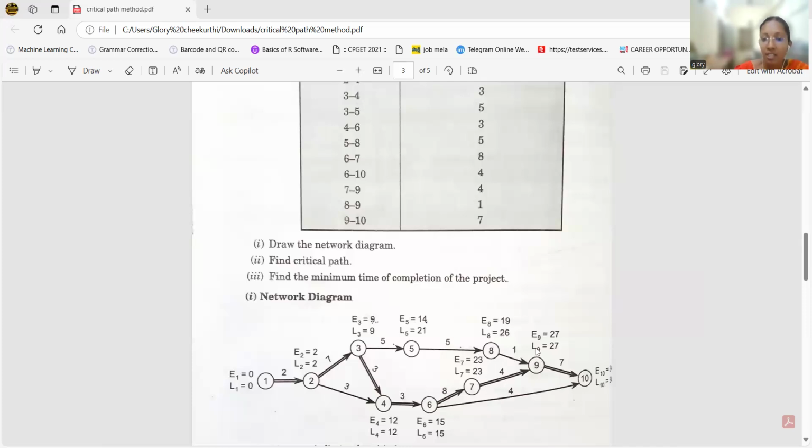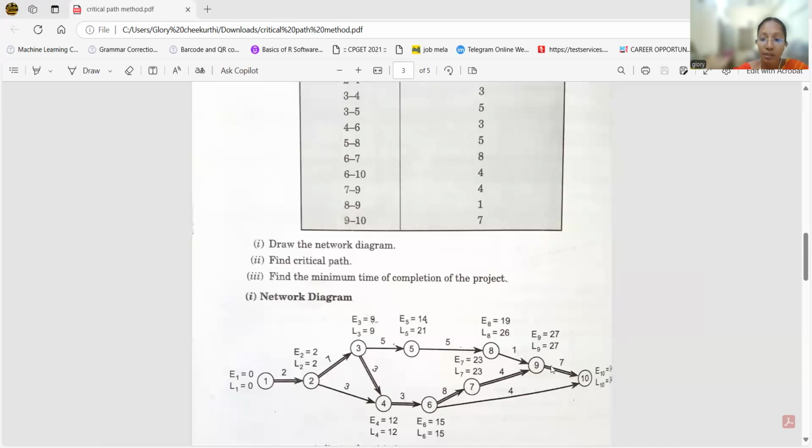That's why we have to take E9. Next, activity 10. This is the completion of the project. So activity 10 is taken from E9 equal to 27. 27 plus 7, 34. Where activity 10, they from 6th node to 15, 15 plus 4, 19. That's why we have to take E10 equal to 34. This is the forward pass calculation.